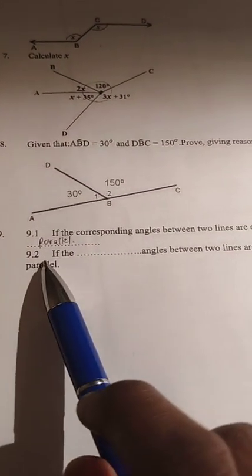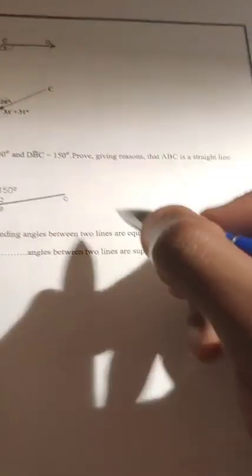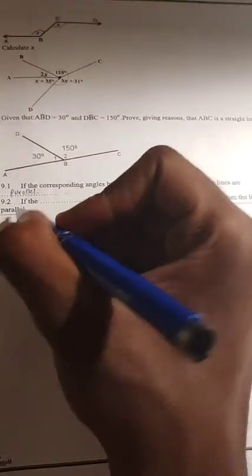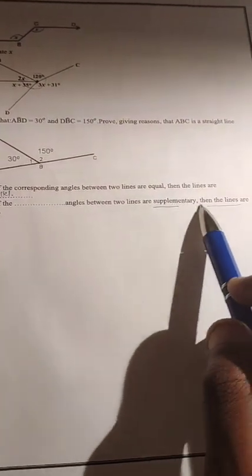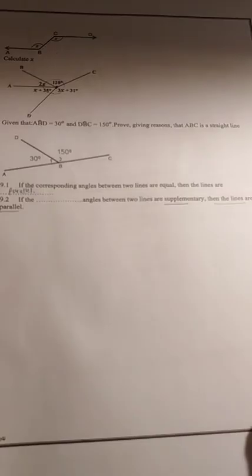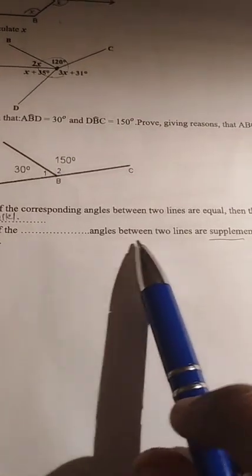Okay, then 9.2. If the what angles between two lines are supplementary, then the lines are parallel. What type of angles are they talking about here? Not acute, nope. Not equilateral, nope. If the what angles between two lines are supplementary? Guys, it's not adjacent. Obtuse, no, guys. Alternate, no, not alternate. Supplementary.